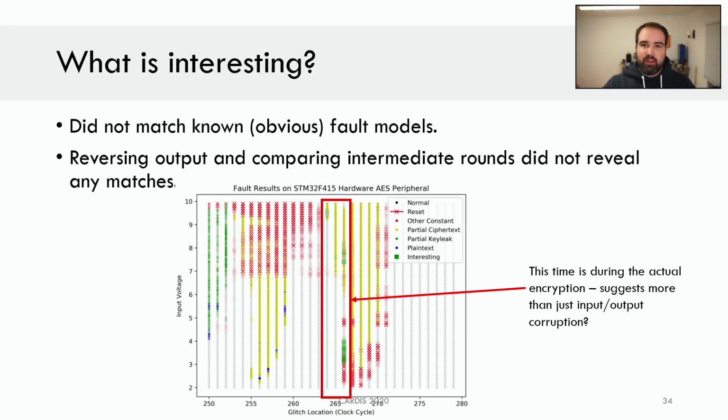If you took the output and reversed it back to compare the internal states, it never matched anything that I would expect. It never matched the input, it never matched an obvious corruption of the input or anything like that at any of the intermediate states. So it might be that the key scheduling was scrambled. That would have explained this. It could be that there was some total garbage loaded. Unclear, but it is clear that we were getting interesting results out of this.